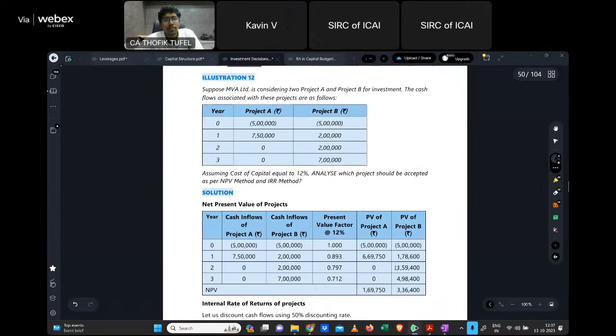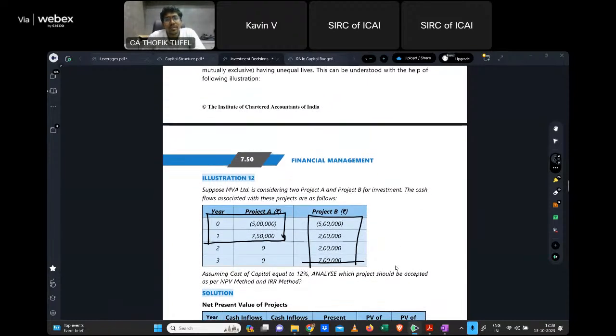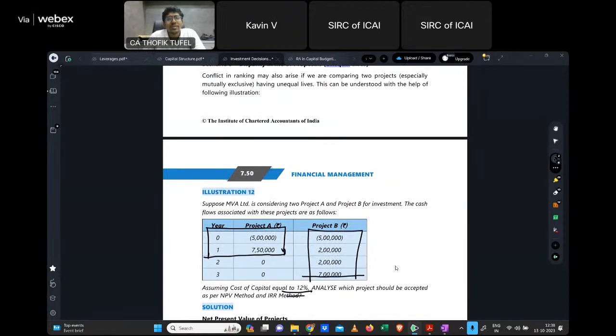Now see this problem. See this illustration. Two projects are there. If you see here, it is only 1 year. Okay, the life is only 1 year. If you see here, the life is 3 years. Okay, the cost of capital is 20%. Now, which one should be accepted as per NPV and as per IRR?